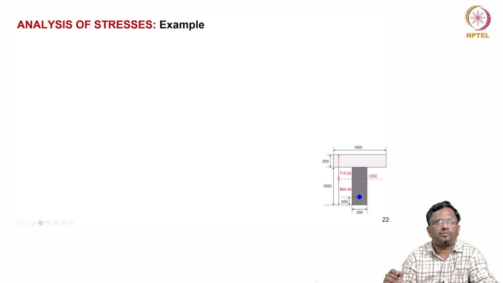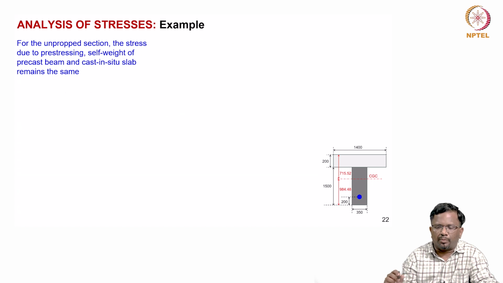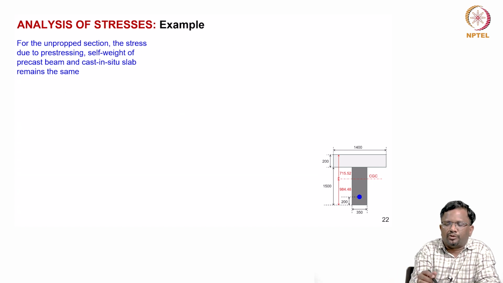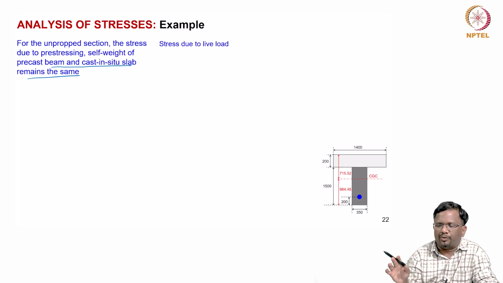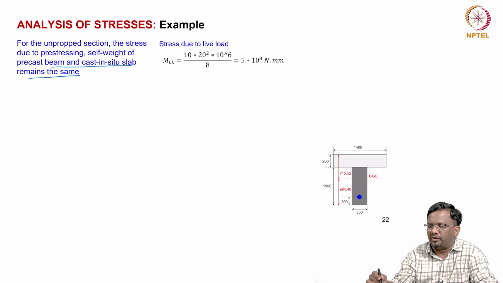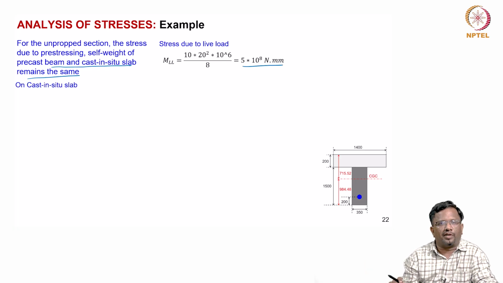If you do that, you get your value as 2.85 into 10 to the power of 11. Now, let us use the unpropped condition. Again, the stress due to pre-stressing, self weight of the precast beam and cast in place slab will remain the same, because only the live load will be taken by the composite system. So we use the same concept. Stress due to live load again does not change, 500 kilonewton meter, which we calculated previously.